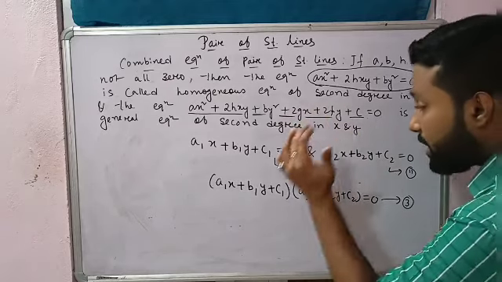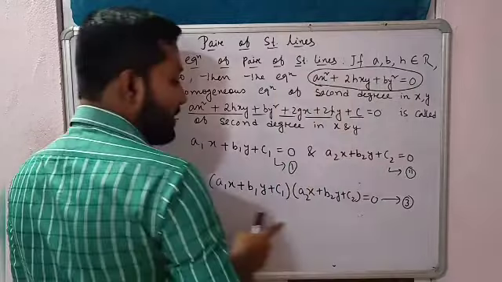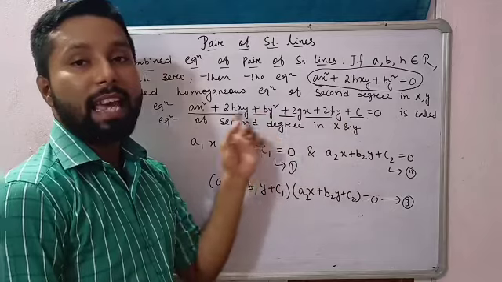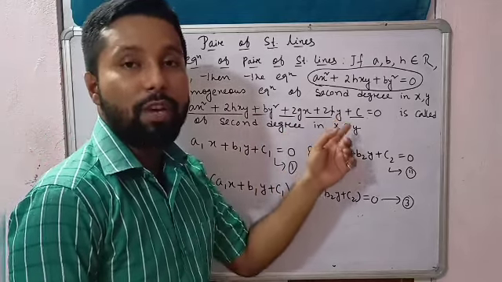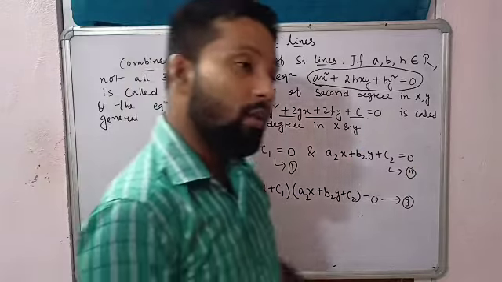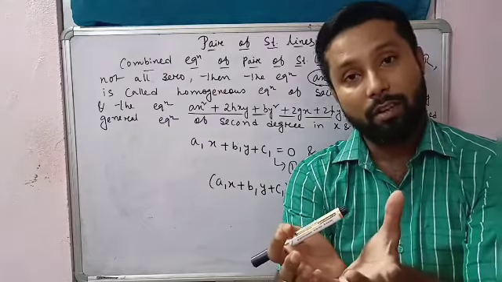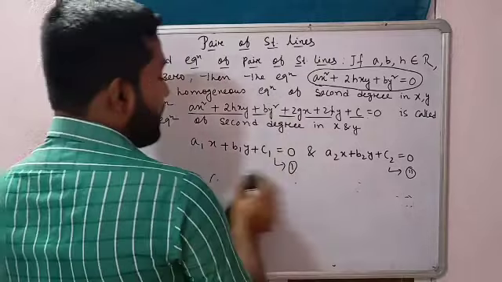ठीक है? So the third equation, if you expand, then it can be reduced in the form of like this: ax square plus 2hxy plus by square plus 2gx plus 2fy plus c equal to 0. Right? Okay. तो ये हो गया कांस्टेंट लेने से क्या हो सकता है पेयर ऑफ स्ट्रेट लाइन का कंबाइंड इक्वेशन. Okay. So let me take one example now.